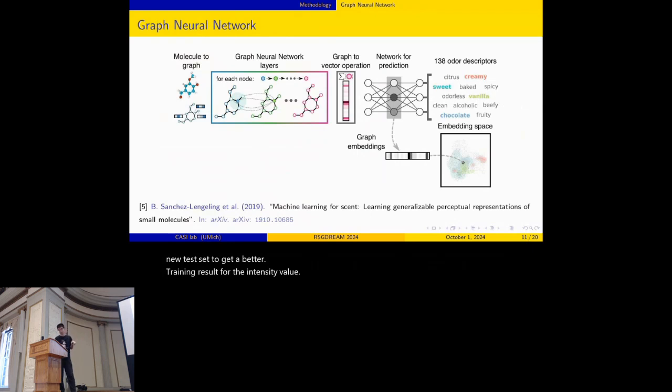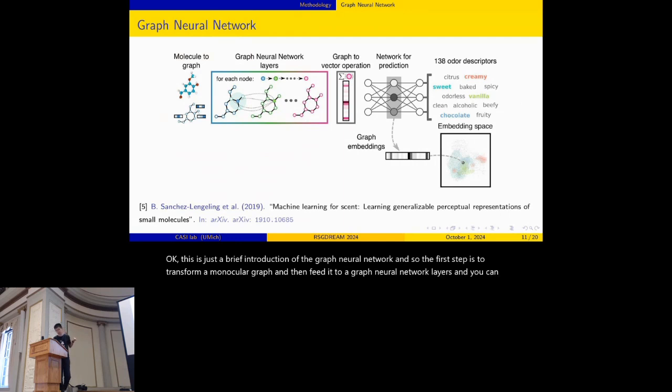Okay, this is just a brief introduction of the graph neural network. The first step is to transform a molecule to a graph and then feed it to graph neural network layers. You can see the information is aggregated from its nearby neighborhood or nearby items. And we can do this graph to vector operation and finally take it as an input to a neural network for the final prediction. We can also get the graph embeddings intermediately and use them as upstream information.